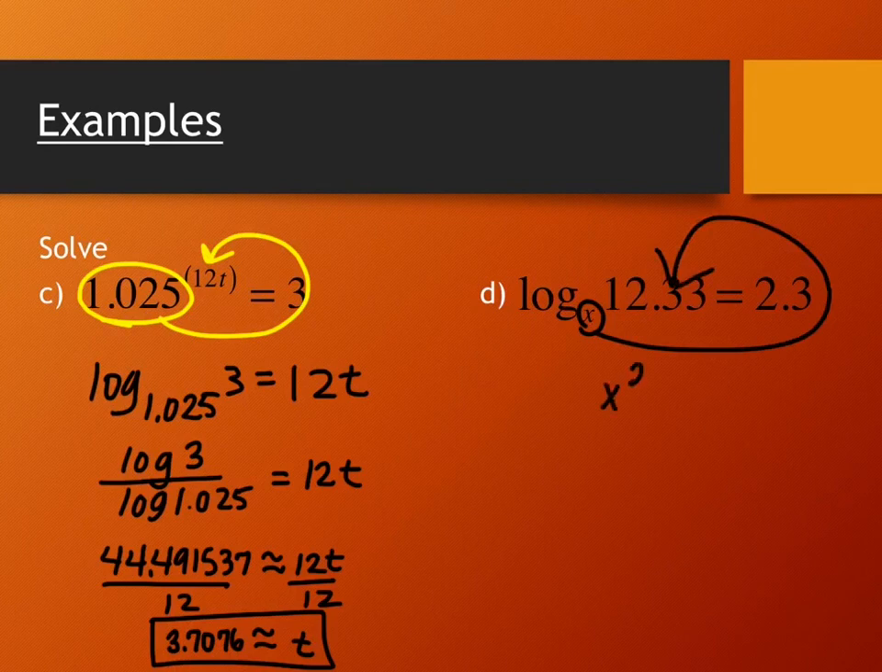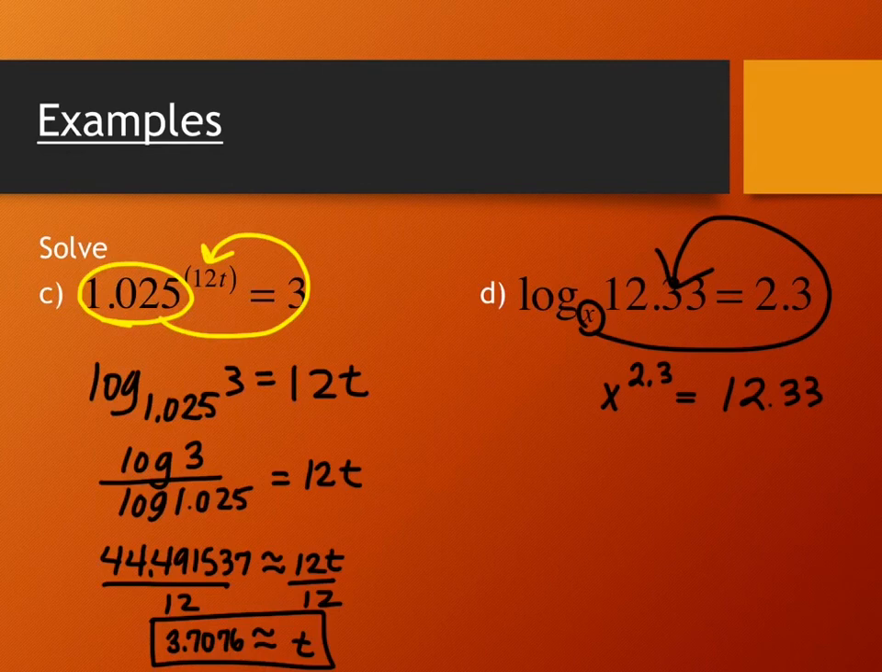So this is x to the 2.3 equals 12.33. Now, think with me for a minute. It looks a little bit funny to have the exponent 2.3, but let's just say it only had an exponent of 2. If this said x squared, how would you solve for x? You'd take the square root, right?